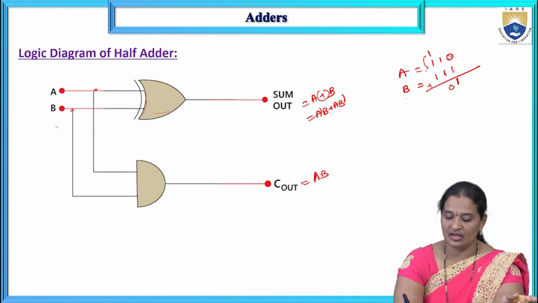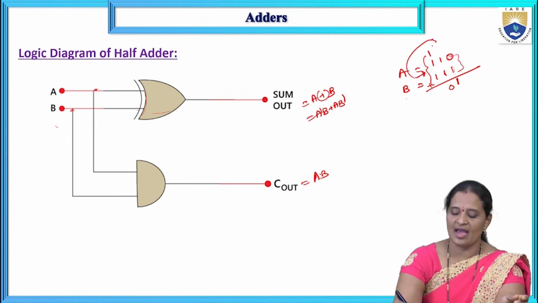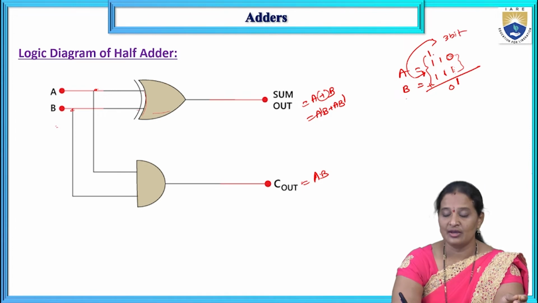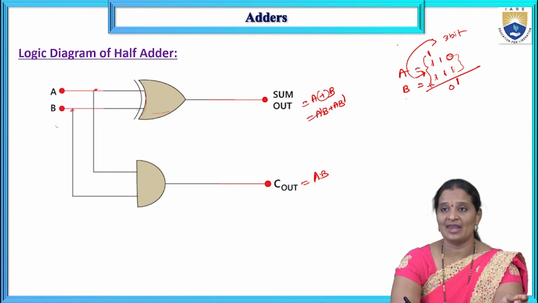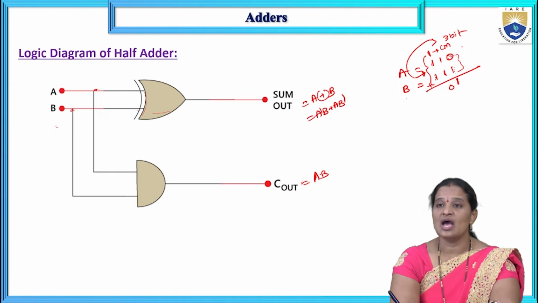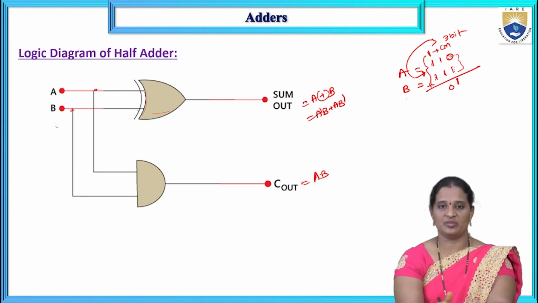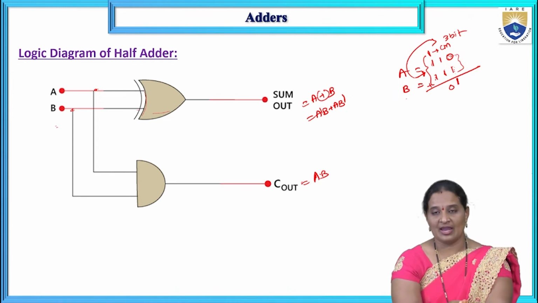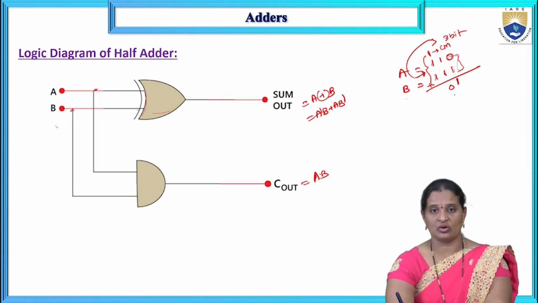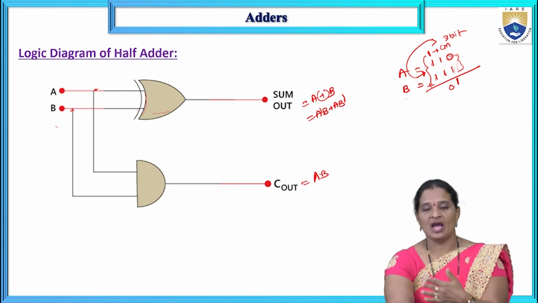Now here I need to add 3 bits at a time. Instead of having a 2-bit adder, if I have a 3-bit adder, I can add 3 bits: 2 are the bits from the numbers and 1 is a carry from the previous section. Let us consider this is the carry in. So that means a half adder can perform the addition of 2 bits only, whereas in some cases we need to add 3 bits of data at a time.